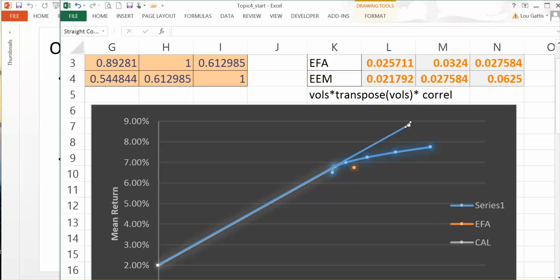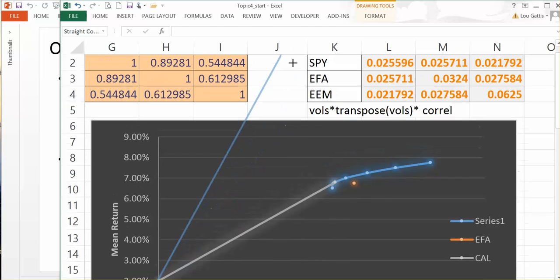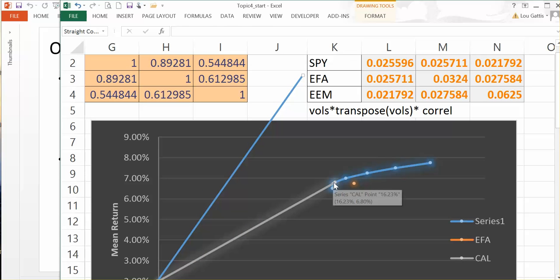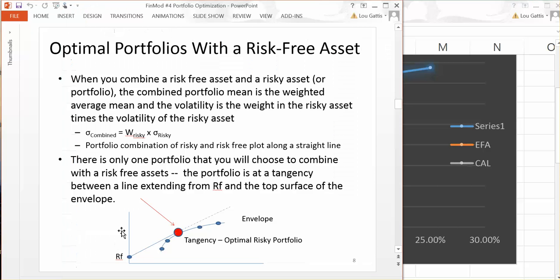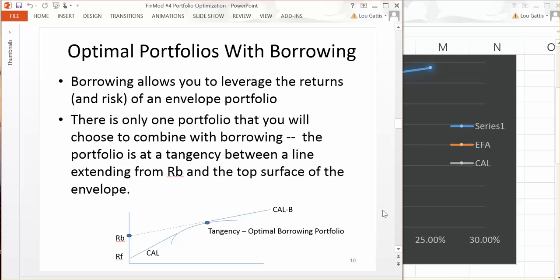But I can't borrow at treasury rates. So my line is going to stop right here, and that's why if I want more risk or return, I just can't extend along this line. I have to move along the envelope. However, if you can borrow at some interest rate, say RB, I could leverage another portfolio, namely a tangency from a ray or line coming from RB.